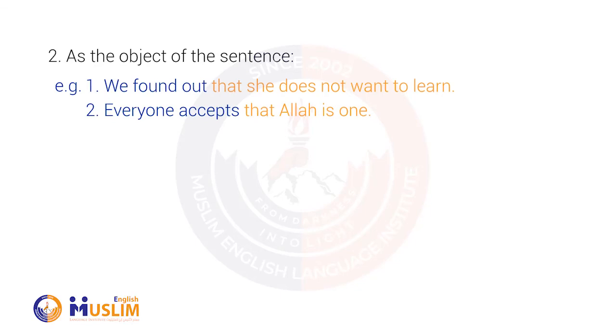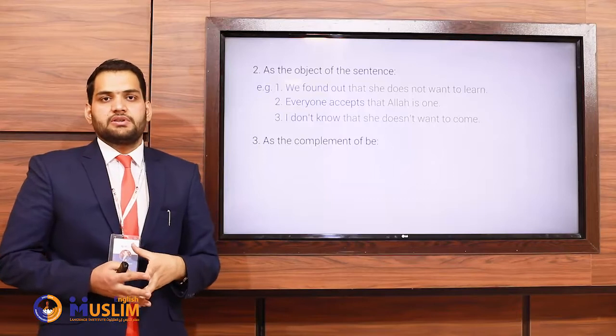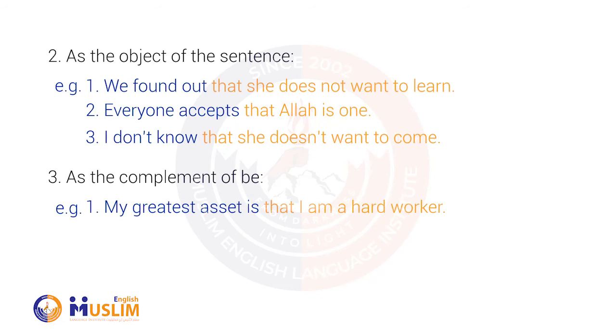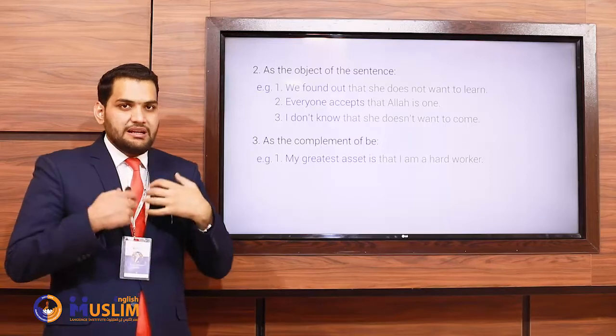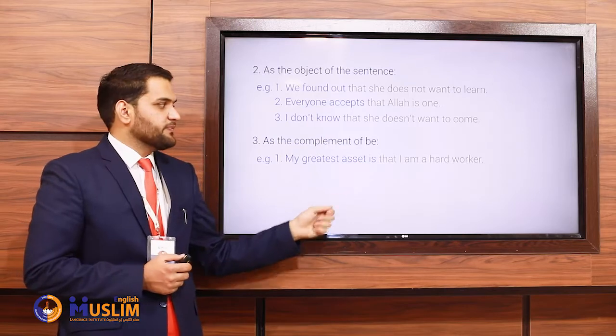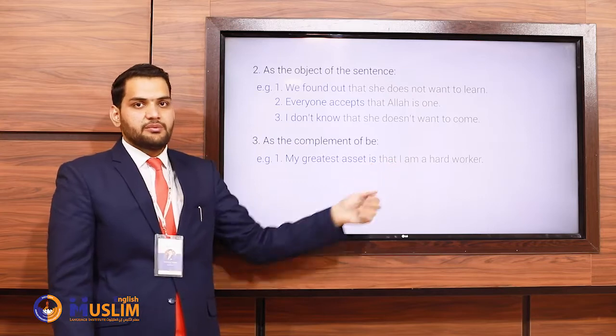Number two, everyone accepts that Allah is one. Number three, I don't know that she doesn't want to come. Case number three, as the complement of be. A noun clause can also be used to complete the meaning of a to be verb. For example, my greatest asset is that I am a hard worker. So what is my greatest asset? That I am a hard worker. Here, the noun clause that I'm a hard worker is completing the meaning of the to be verb is.